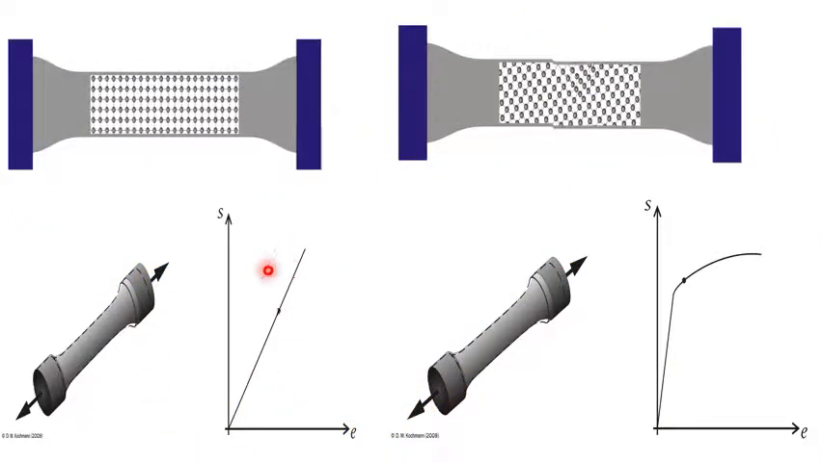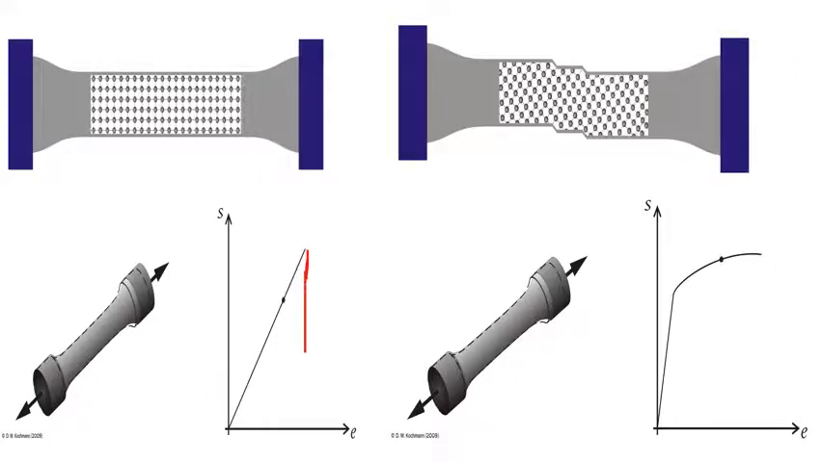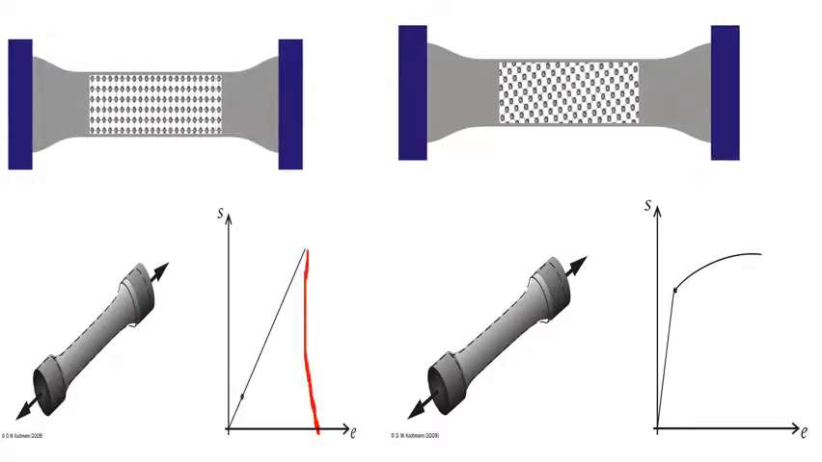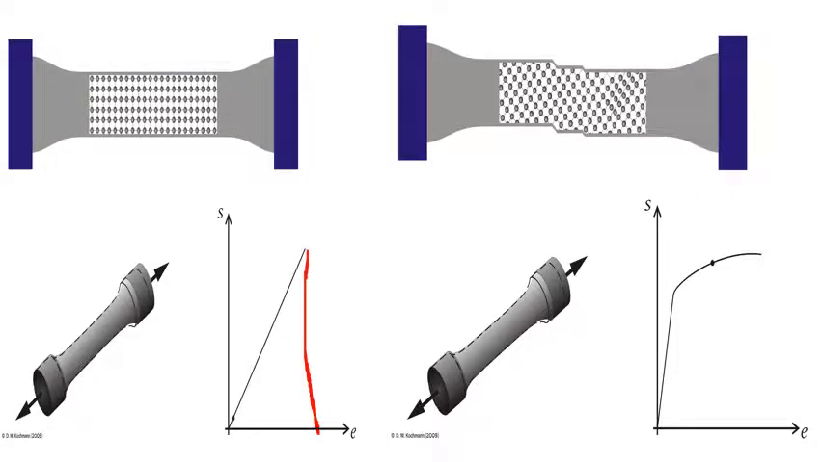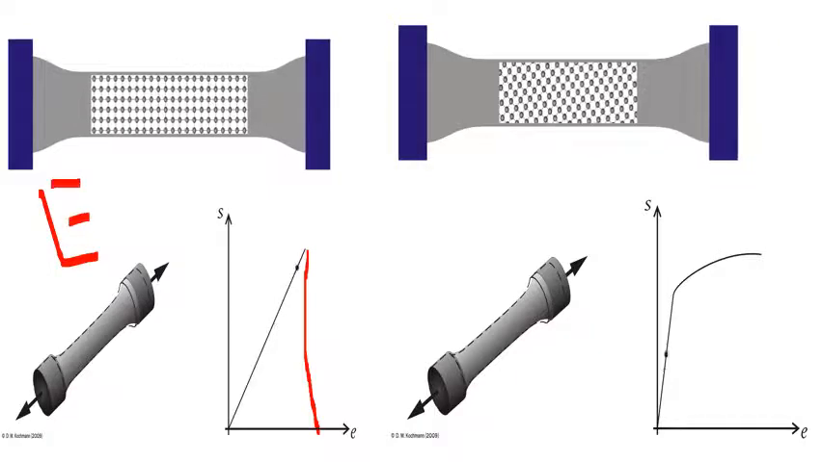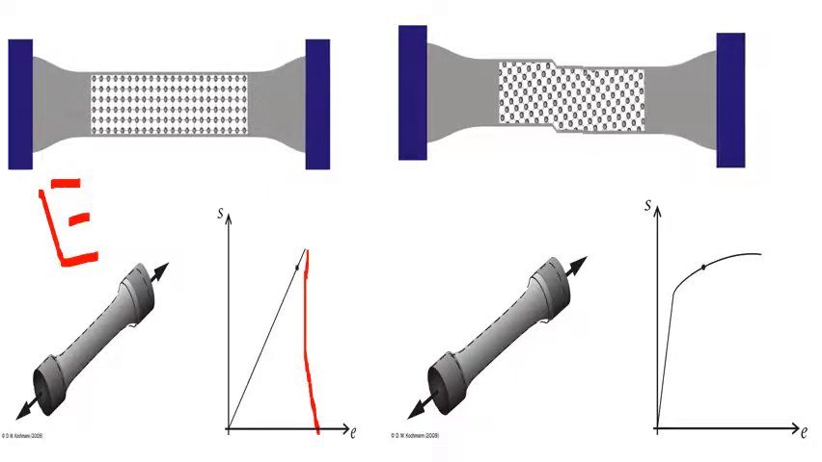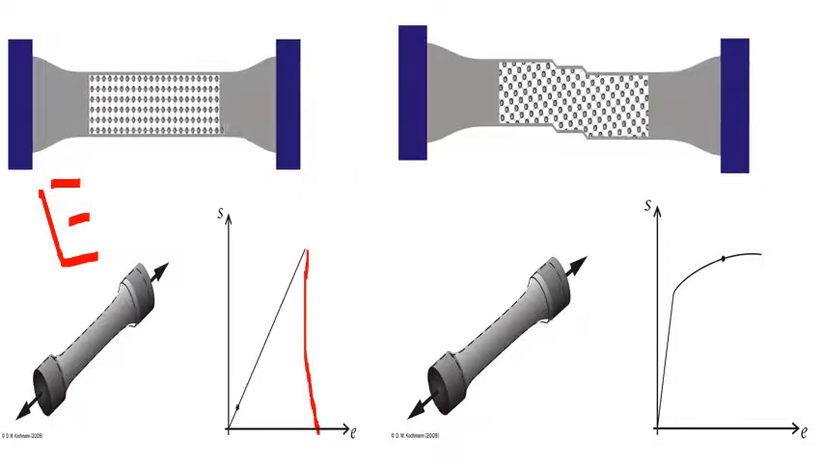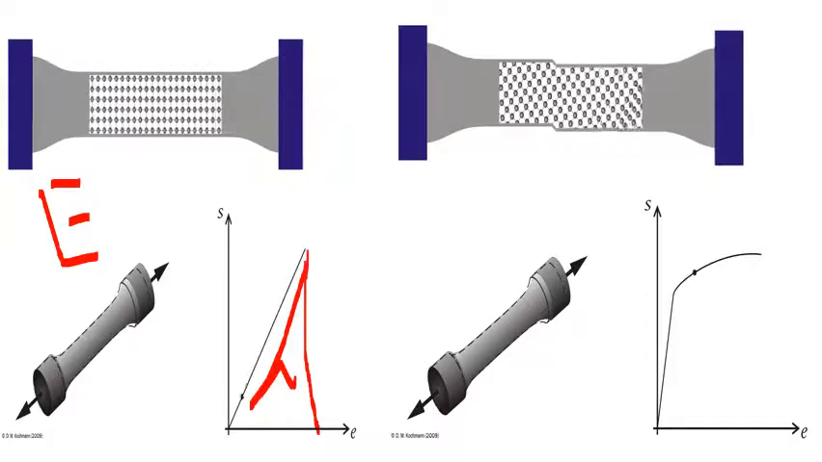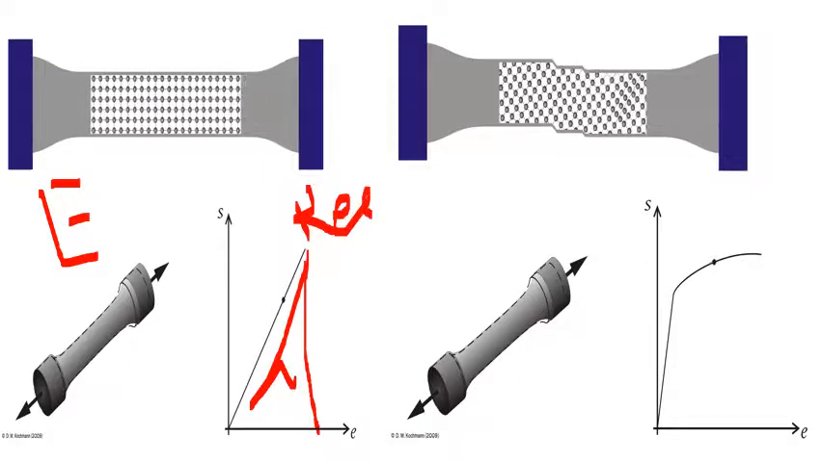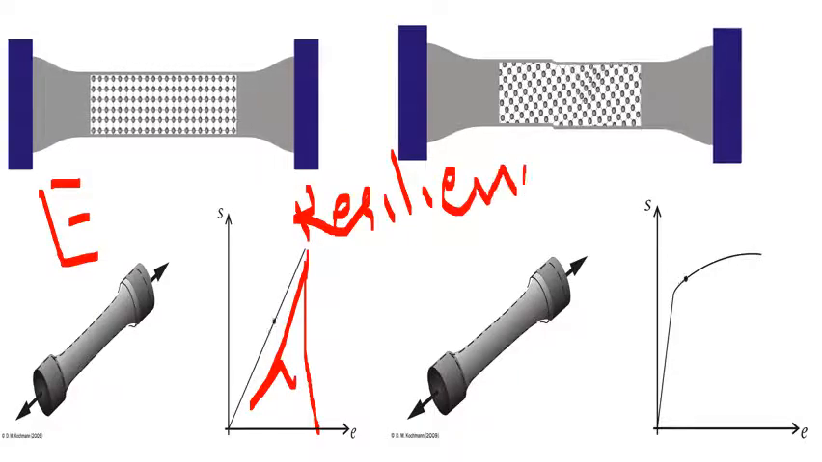The area under the elastic deformation we call stiffness. Always the stiffness is measured in terms of Young's modulus, or in other words, Young's modulus is the indication of the stiffness of the material. And the area under this curve we call resilience. The energy absorbed in the elastic region is called resilience.